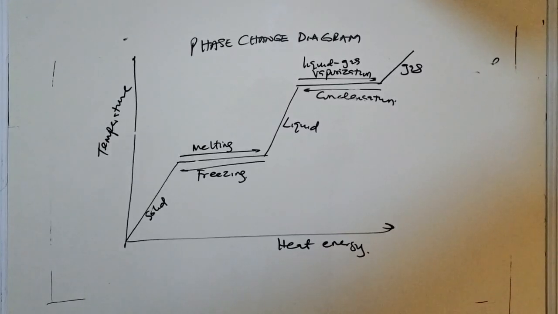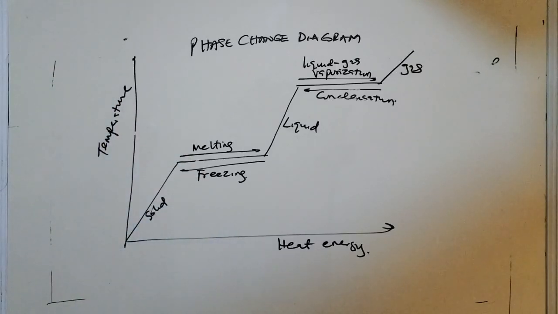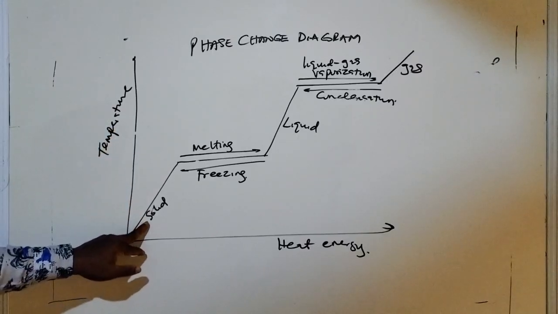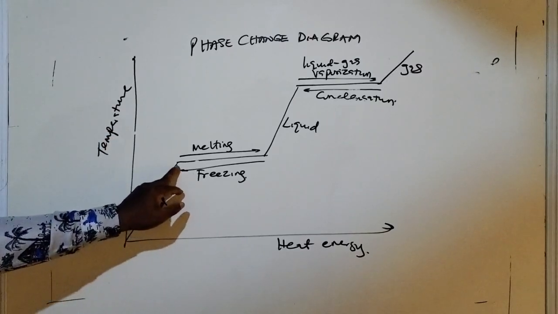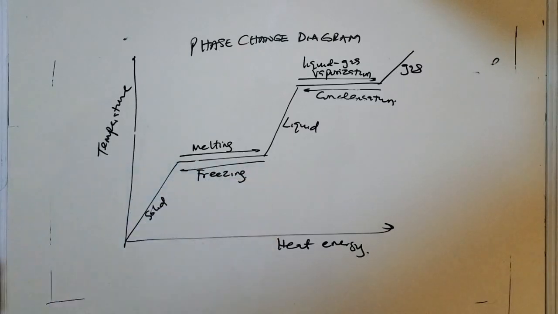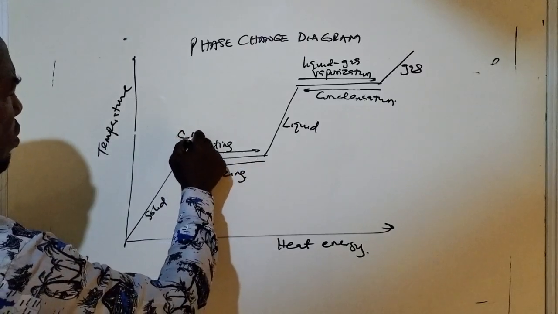So on the board, we have a phase change diagram, a plot of temperature against heat energy for a solid heated until it turns to its liquid. You can see this aspect represents the substance in solid state. When heat is applied, the temperature rises. At this point, the solid is melting. So this place consists of solid and liquid.